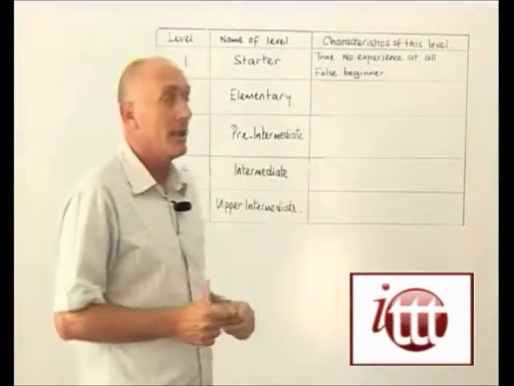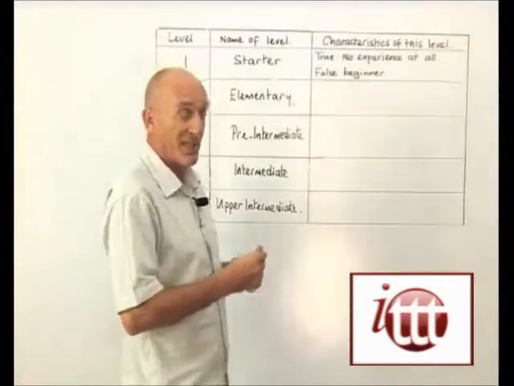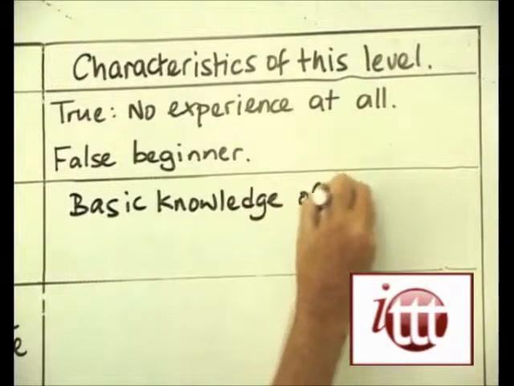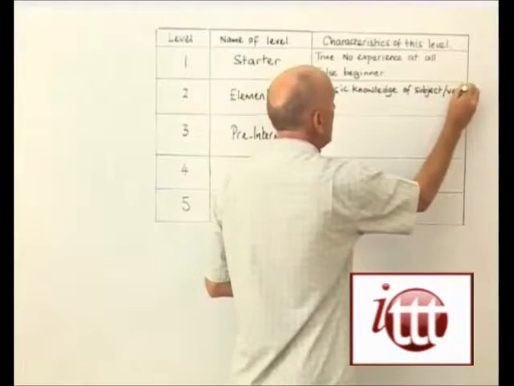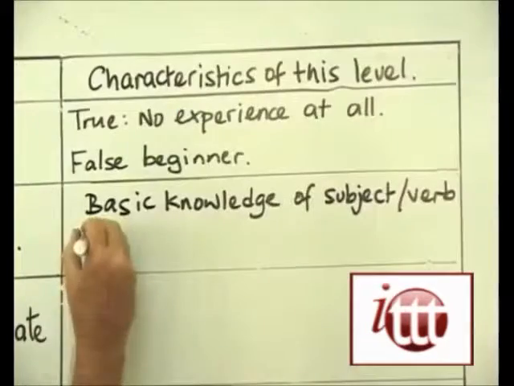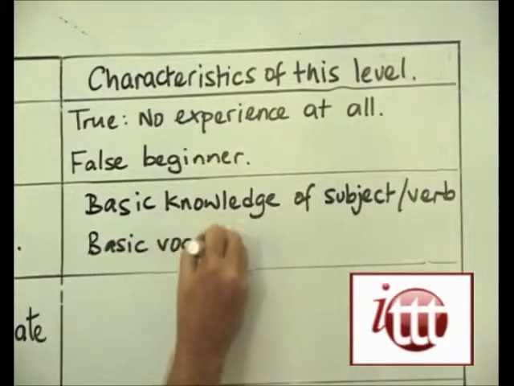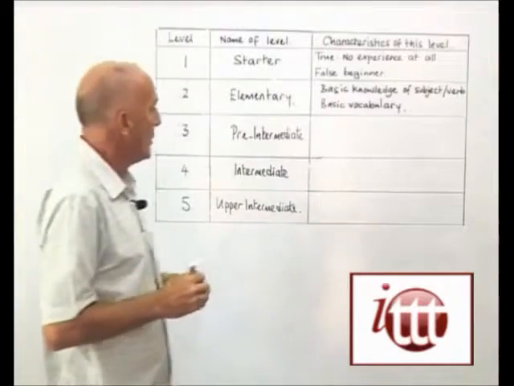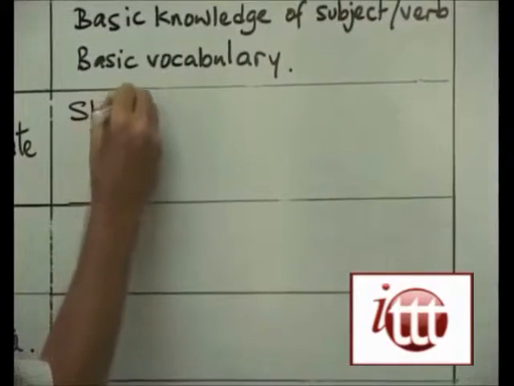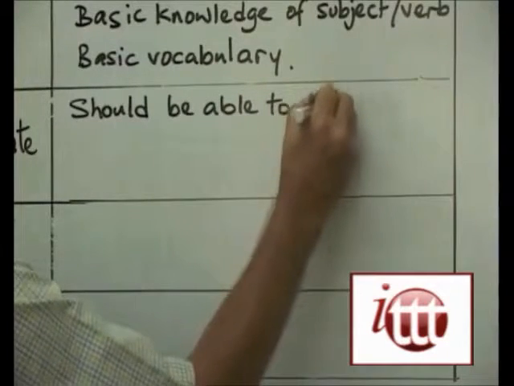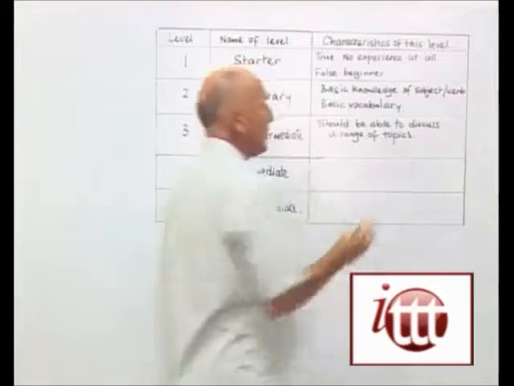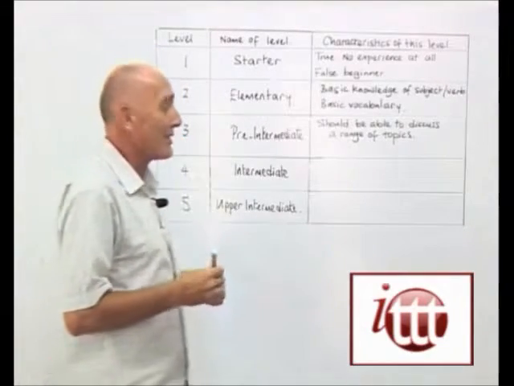The next level up is the elementary, they will have a basic knowledge of things like subjects and verbs. And a fairly limited vocabulary that will allow them to talk about a limited range of subjects. Moving on to the next level at the pre-intermediate, they should be able to discuss a number of topics. But within those discussions, they will still make some basic errors in both language and vocabulary.